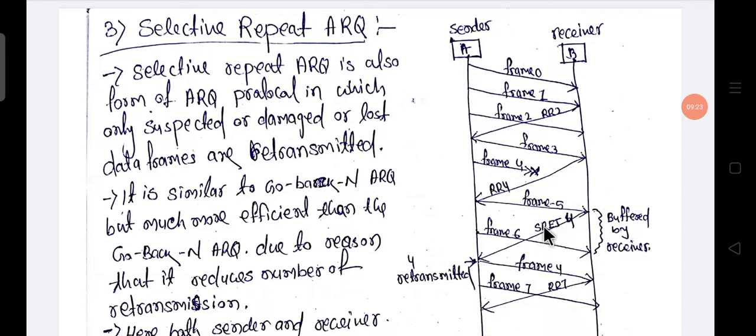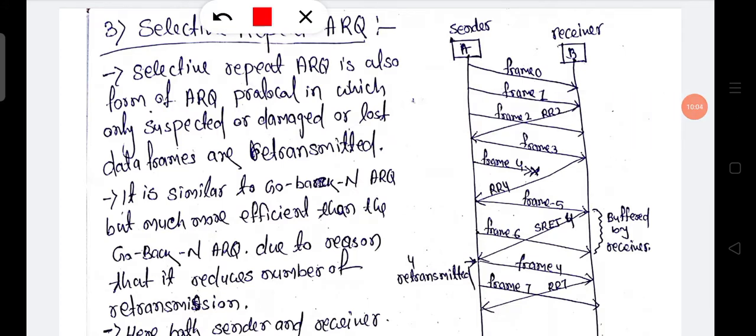Then a selective reject signal is sent to the sender, that is, selective reject 4, meaning frame 4 is not received. So here the sender sends only frame number 4. And after that, since frame 6 is already transmitted, naturally frame 7 is transmitted.